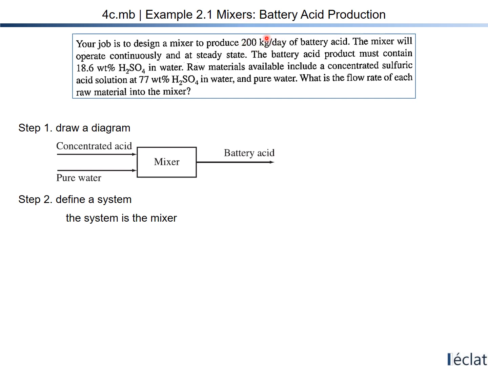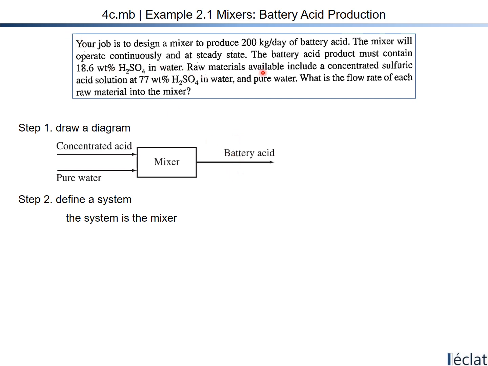So, basis, and then check the unit of the basis. The mixer will operate continuously and at steady state. So, the continuous operation of the mixer means accumulation would be 0. The battery acid product must contain 18.68% H2SO4 in water. This is the information about the stream composition specification of the product.